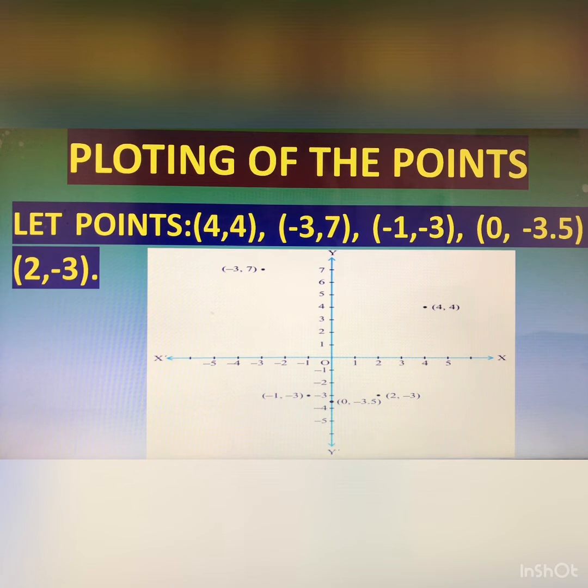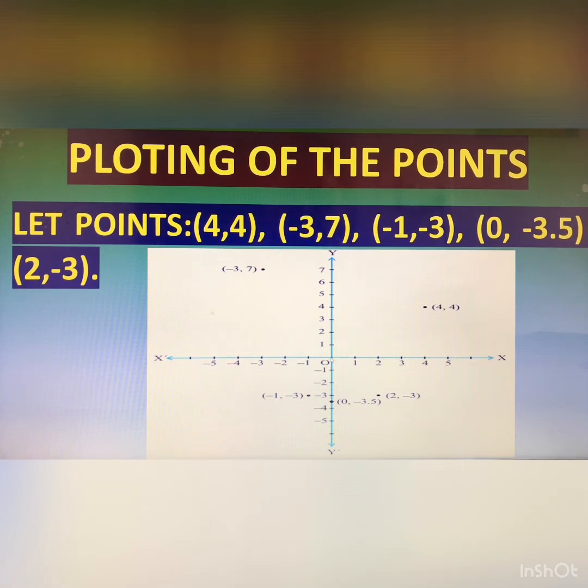So you can see on the graph paper, you will come just -3 on the x-axis and 7 on the y-axis. Just in front of 7 and -3 you put a mark, that is the representation of (-3, 7). After that, (-1, -3) means all points are negative. It means this point lies in the third quadrant.